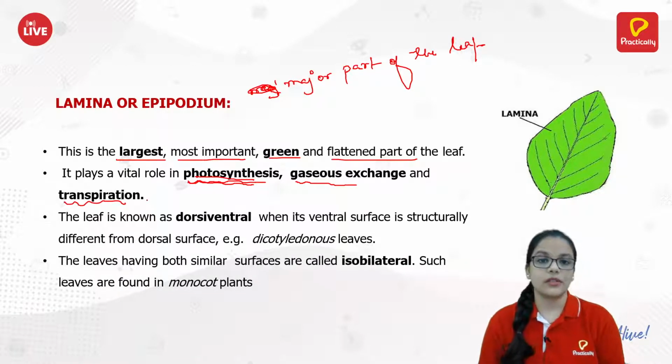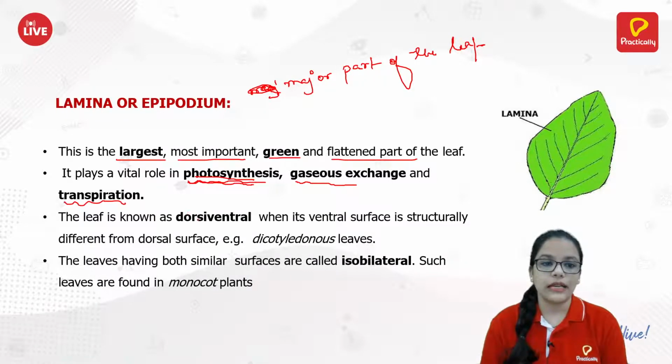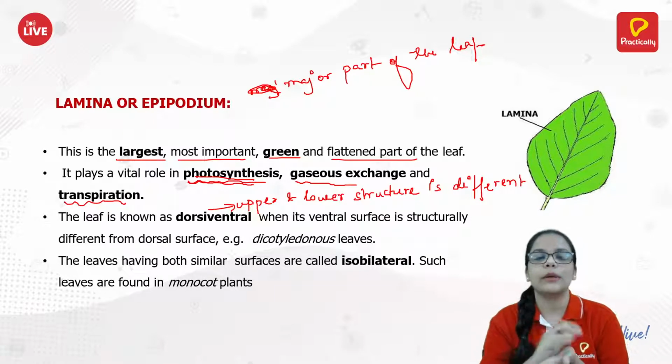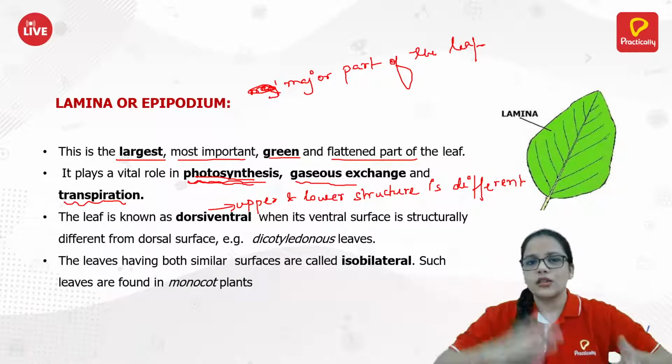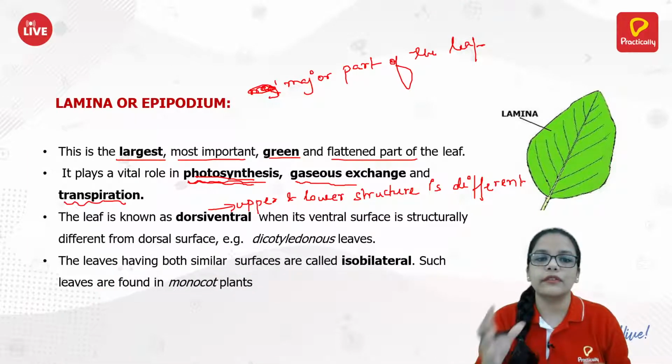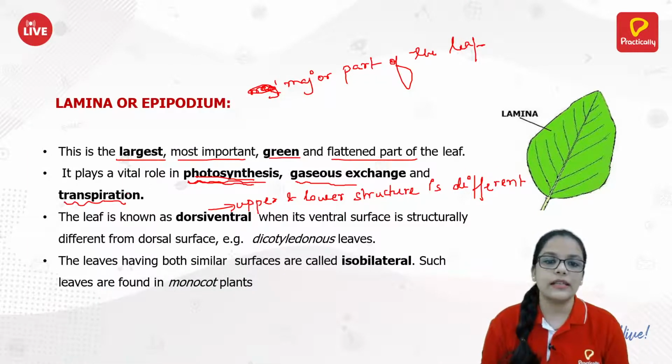Leaf is dorsiventral. This is the first word we learned. Dorsiventral as in, okay, the upper and lower structure is different. Okay, upper can be a bit waxy and lower can be a bit rough. Upper may have a little bit more ribs, lower may have a little bit less ribs. Upper may have a little bit more chloroplasts, lower part may have less chloroplasts. So it can differ structurally, physically, internally, anything. They have a difference. That is why it is known as dorsiventral.